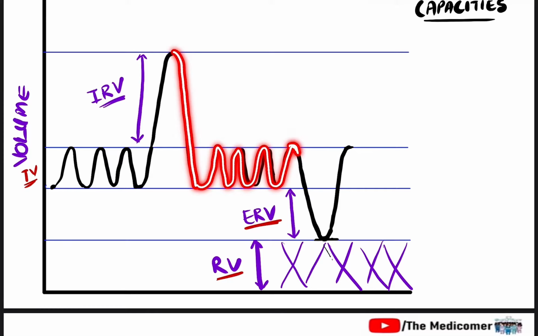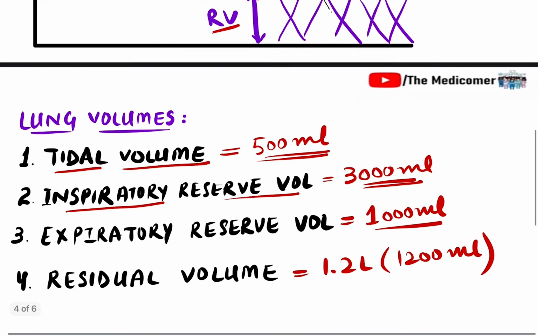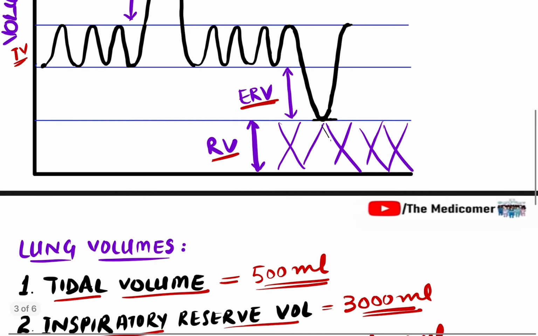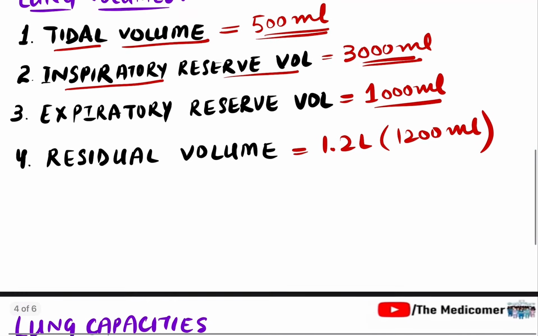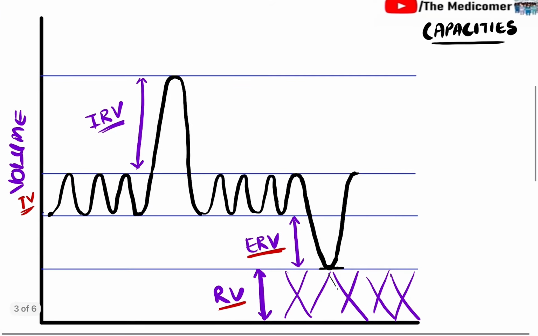Now the person is asked to expire forcefully. So first the person expires the tidal volume, and after that the extra amount of air that the person expires is called the expiratory reserve volume, measuring approximately 1000 ml or 1 liter. The amount of air in the lower part is always going to remain in the lungs. This is called the residual volume, and it measures approximately 1.2 liters, that's 1200 ml. These are the different volumes of the lungs. So here we have the tidal volume, inspiratory reserve volume, expiratory reserve volume, and the residual volume.